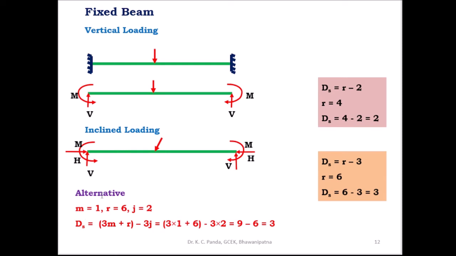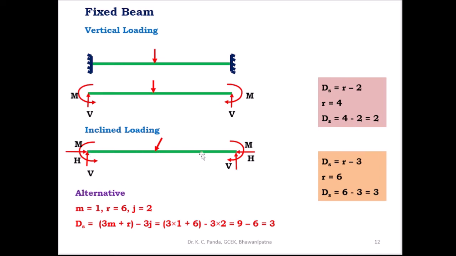So the degree of static indeterminacy of a fixed beam can also be found using another approach: ds is equal to 3m plus r minus 3j. Using this expression you can find out the degree of static indeterminacy. But here you have to know the number of members, the number of reaction components and the number of joints.